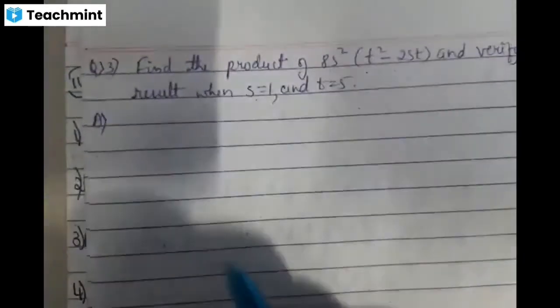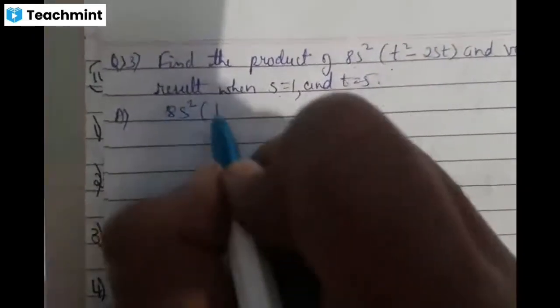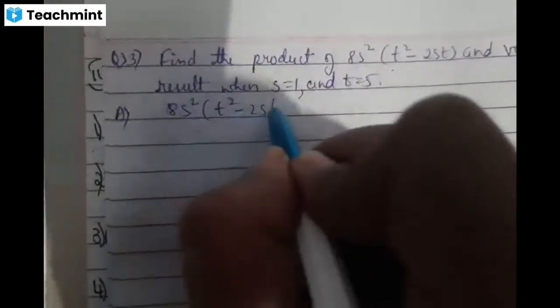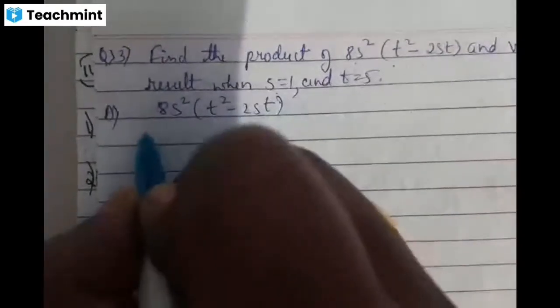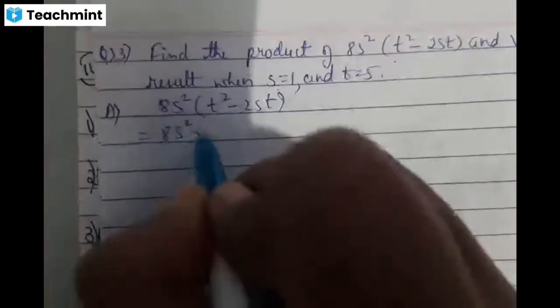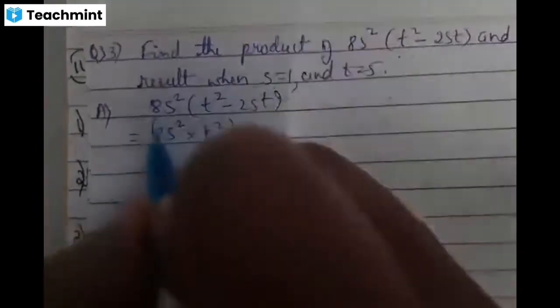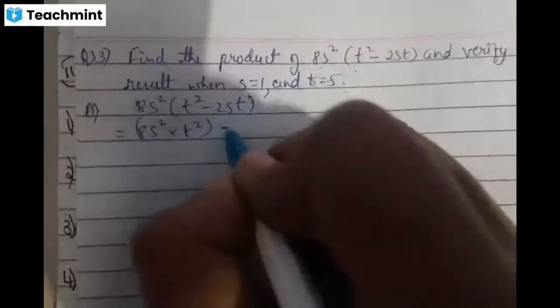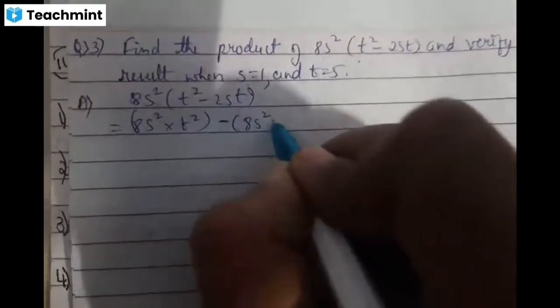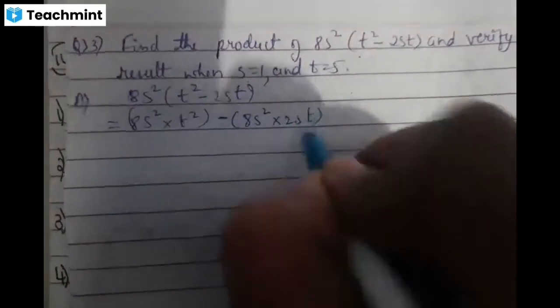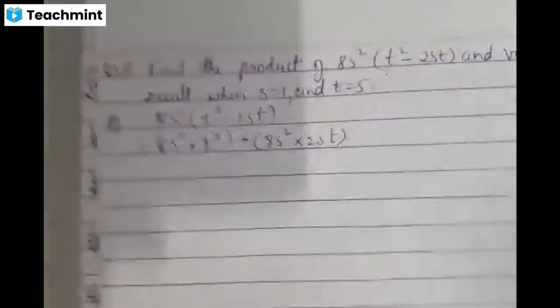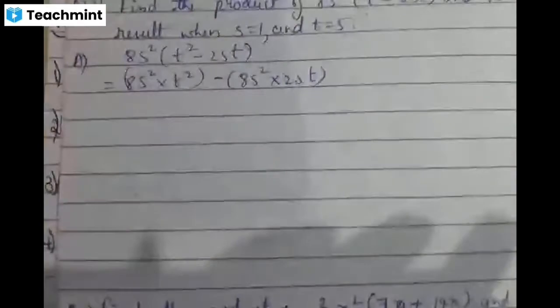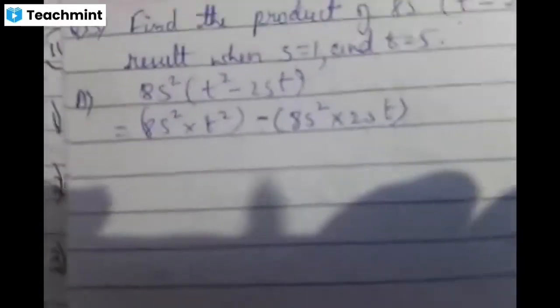Children, here first we have to consider 8s² into (t² − 2st). 8s² into t², and minus 8s² into 2st. A into B, plus is not there, children. Here you have minus A into C.